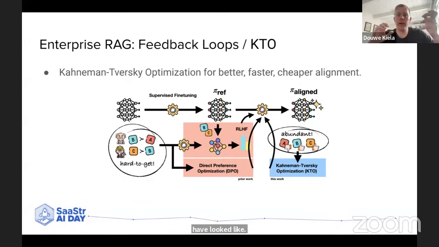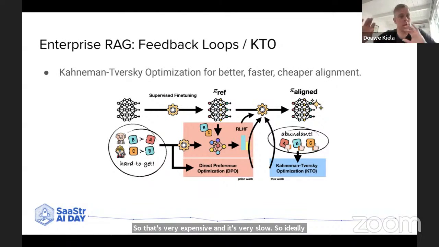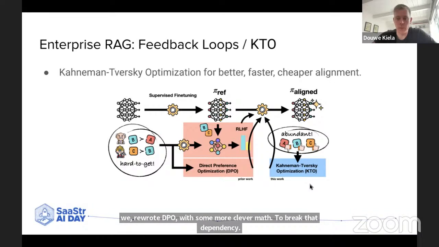So ideally, you break that dependency and you can directly optimize on the feedback signal you get. It doesn't even have to be thumbs up or thumbs down. It can be, was my ticket resolved? Did I make a sale? All those kinds of direct feedback that you want to optimize your system for. So we rewrote DPO with some more clever math to break that dependency. So now you can optimize directly using KTO on your feedback signals.